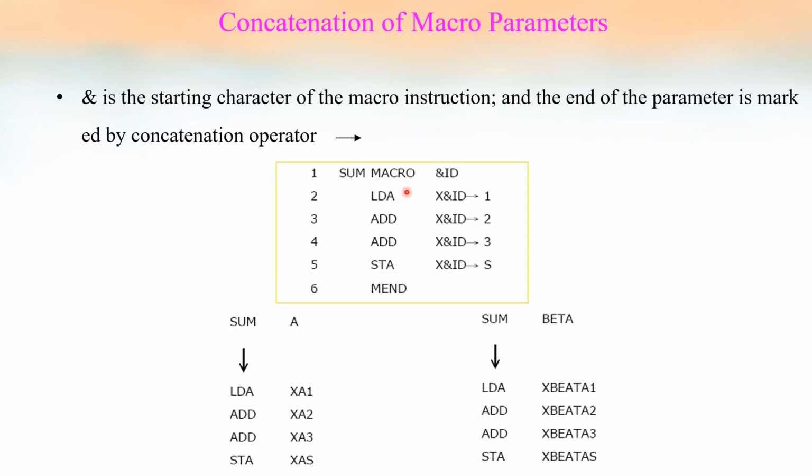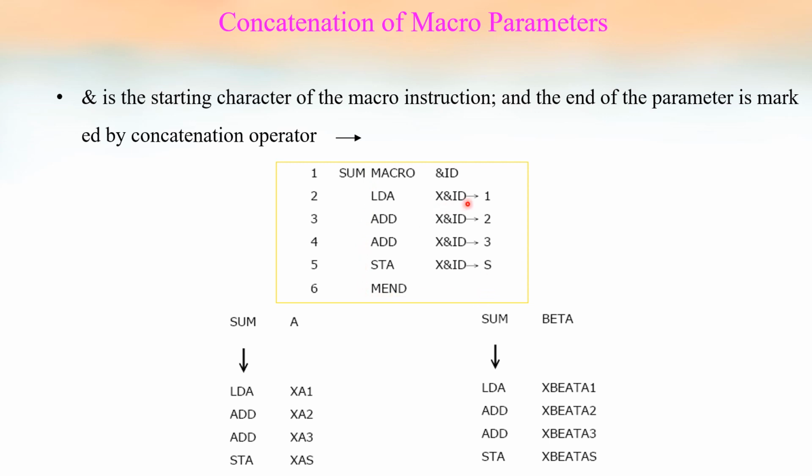We can see this example. Every parameter, we already know, should be preceded by the ampersand symbol. This is the macro name, sum. This is the definition of the macro, with ampersand id. Only the middle character, ampersand id, is passed. This middle character is concatenated with this x, so x ampersand id, and it should also be concatenated with this 1. The concatenation operator used here is the arrow mark symbol. So x ampersand id arrow mark 1, then x ampersand id arrow mark 2, x ampersand id arrow mark 3, x ampersand id arrow mark S, then MEND. The definition is given like this.